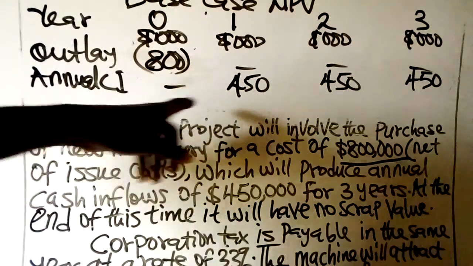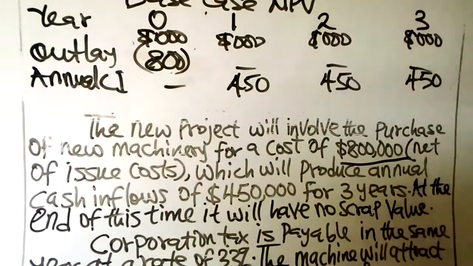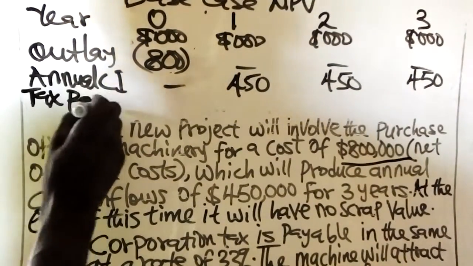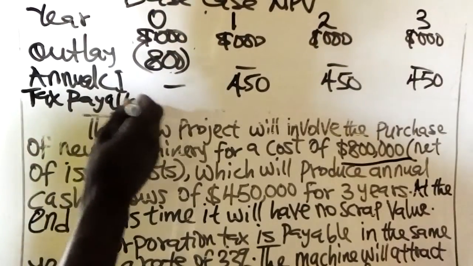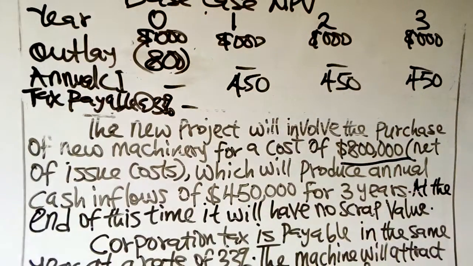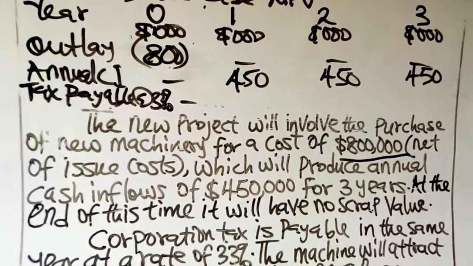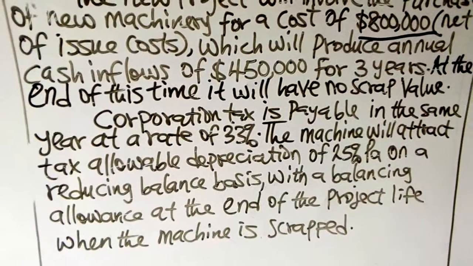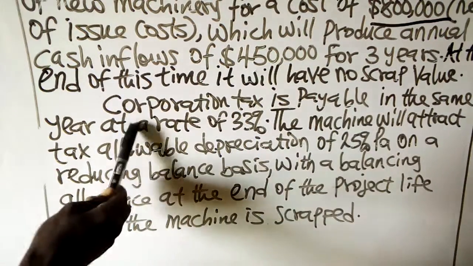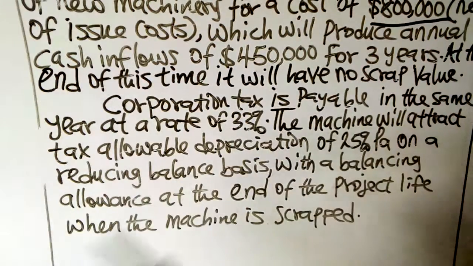These cash inflows, you will need to compute the tax payable on them at 33%. The tax rate is 33%, and you have been told that tax is payable in the same year. Corporation tax is payable in the same year at a rate of 33%.